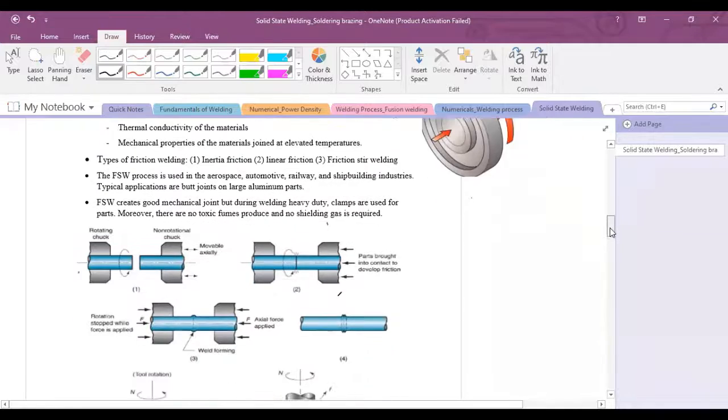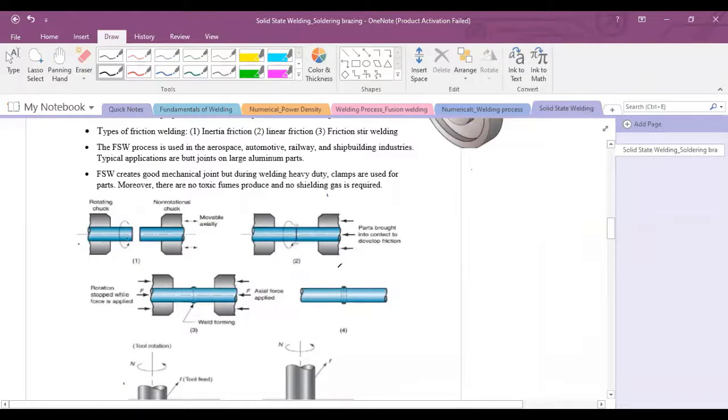I will explain this welding with the help of one picture. These are the two parts which are going to be welded. Part one is in a rotating condition, because it is installed into the rotating chuck, and this rotating chuck is rotating with the help of the motor. The other end, part two, is in a stationary condition. It is installed into the non-rotational chuck, but this non-rotational chuck will move backward and forward with the help of the actuator.